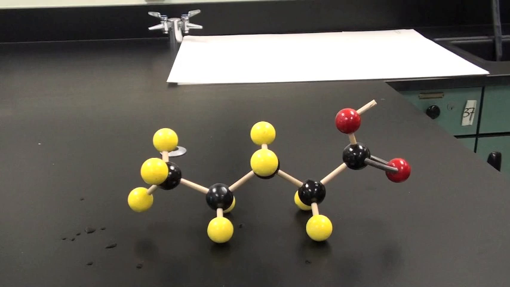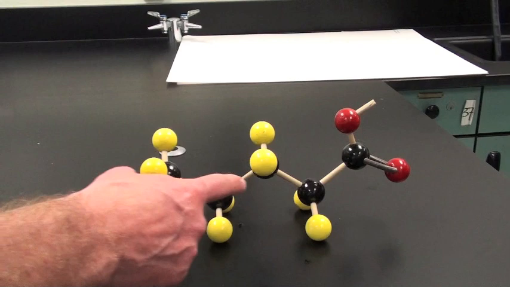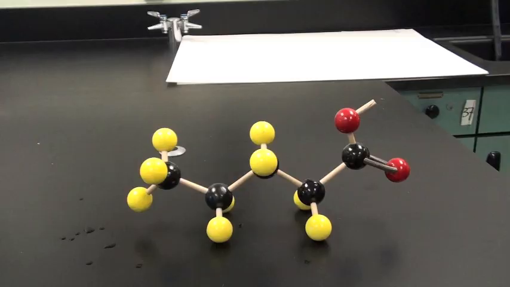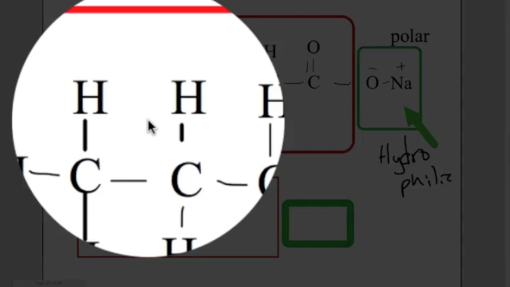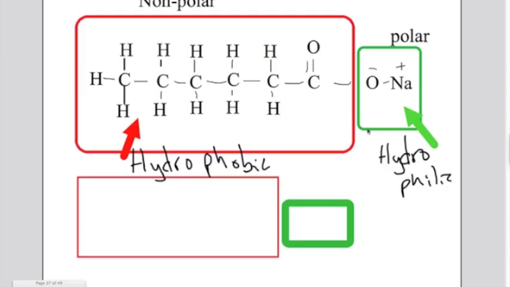As we look at a soap molecule, it turns out one end is hydrophobic, does not like water. That's the yellow and black end you see here. The other end of the soap molecule is hydrophilic. That means it loves water. The part that is hydrophobic is nonpolar. It does not have any charge to it. The part that loves water is polar. There's a charge there. So hydrophilic and hydrophobic. Hydrophobic means nonpolar, hydrophilic means polar.